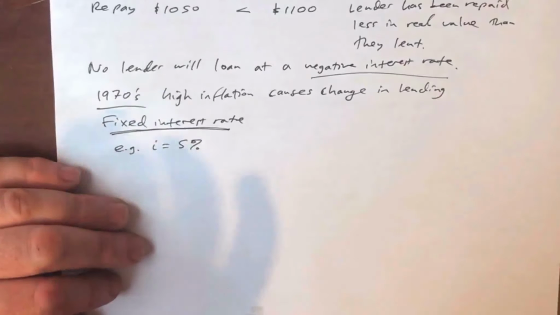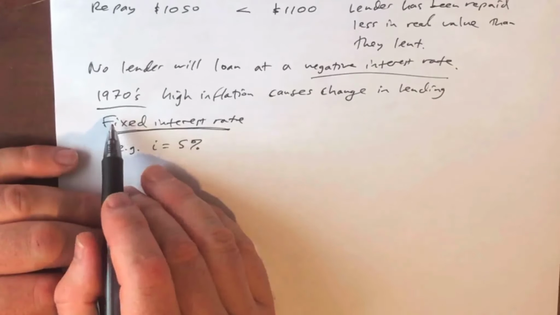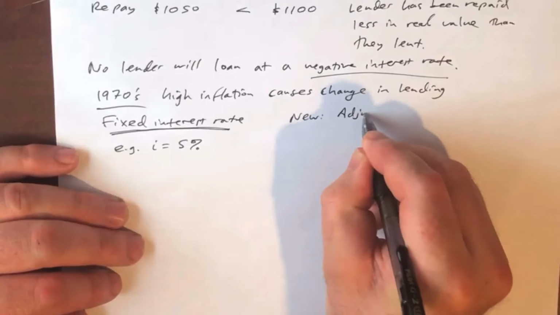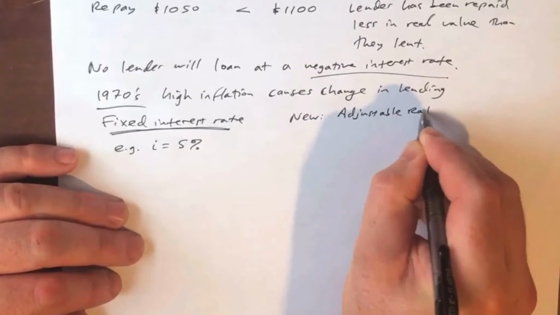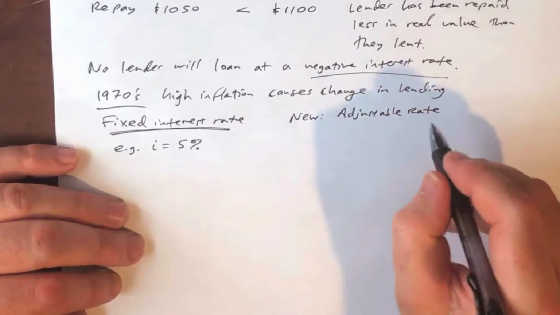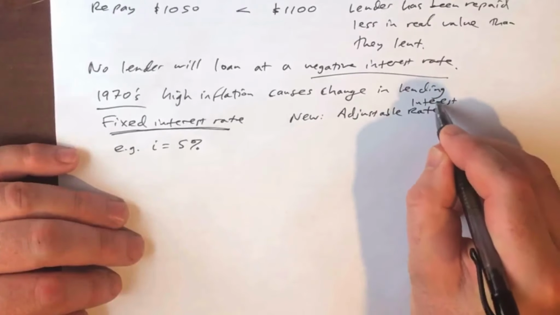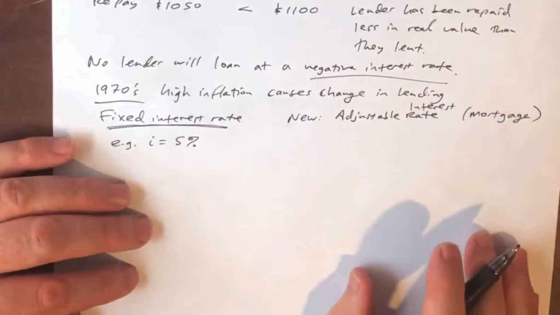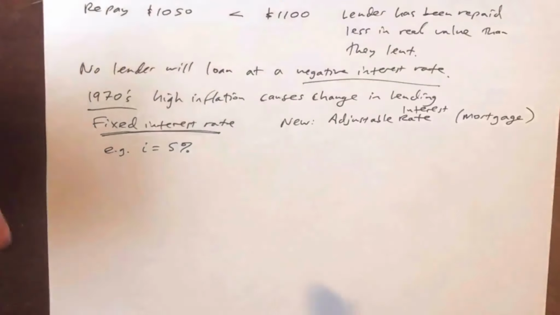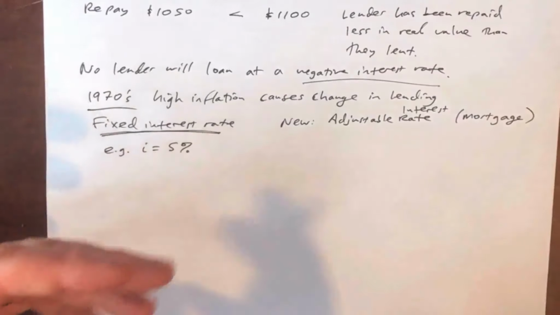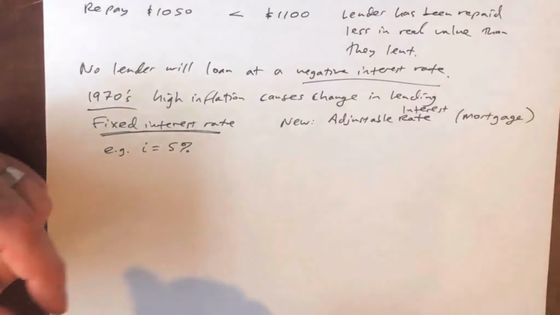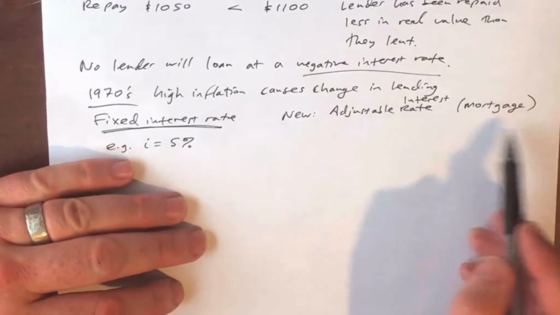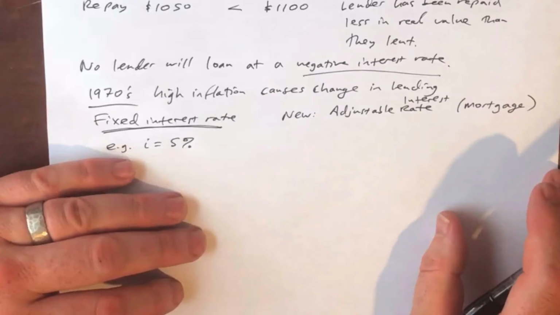Okay, so what happened in the 1970s that was new is the adjustable rate loan, the adjustable interest rate, was born. The way this was created was with mortgages. Nowadays it's called an adjustable rate mortgage, an ARM. A house is the single largest thing that the average person ever buys, so the mortgage is typically the largest debt that a person ever takes on.